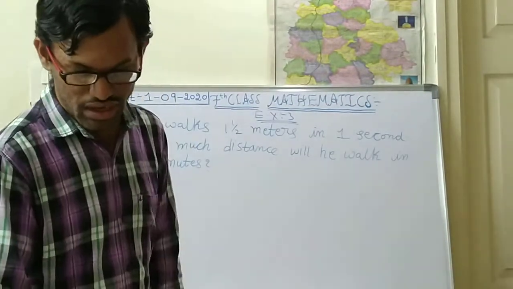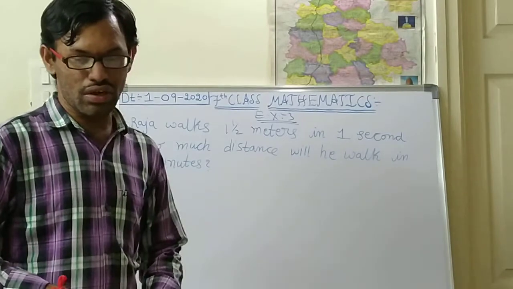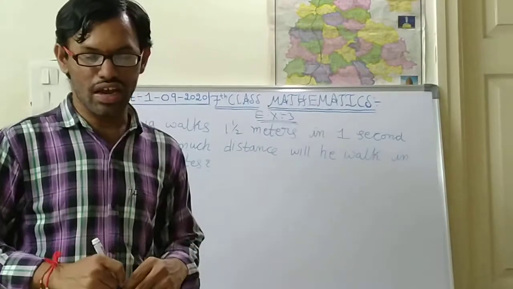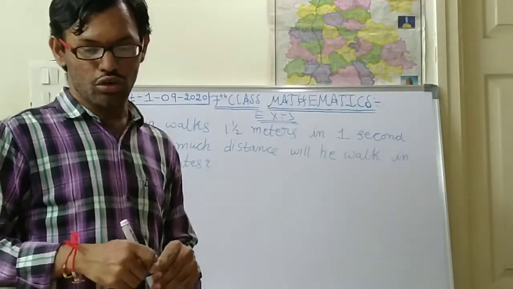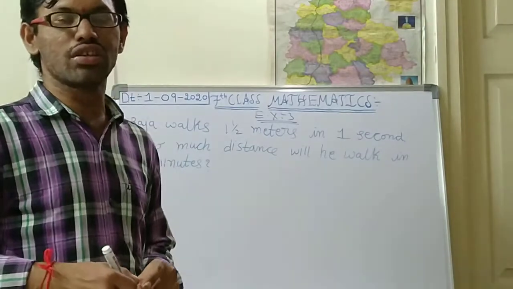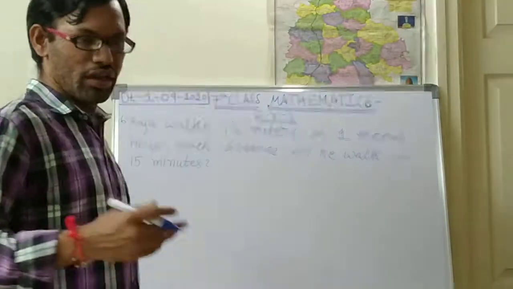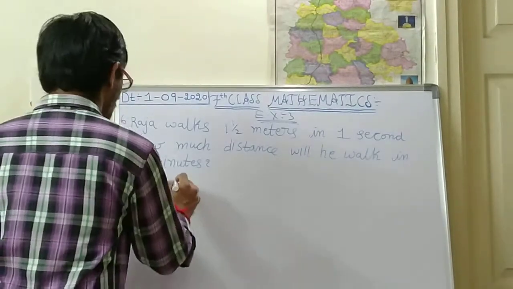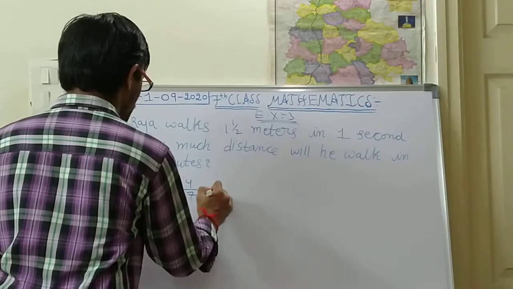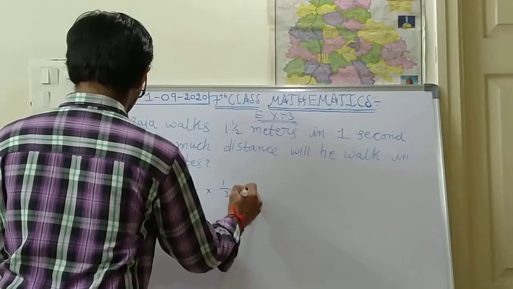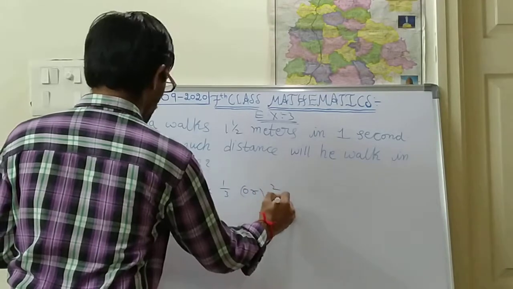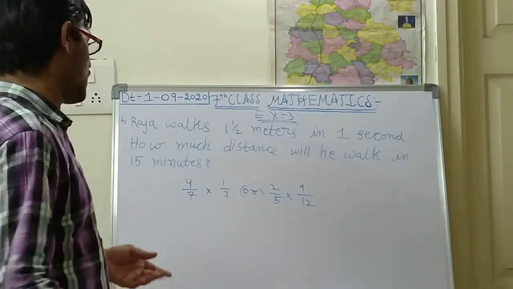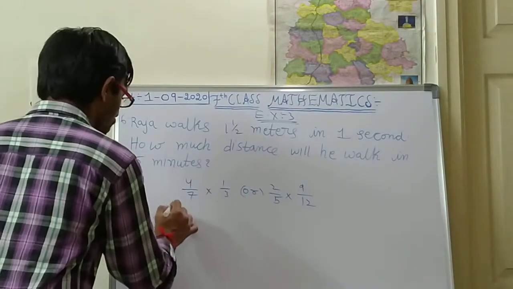In yesterday's class I gave some fractions: find which fraction is greater and which is smaller. I gave 4 by 7 of 1 by 3, and 2 by 5 of 9 by 12. If you want to check your answers, you can recheck the solution.